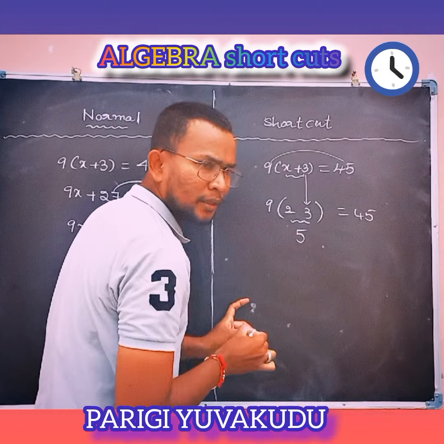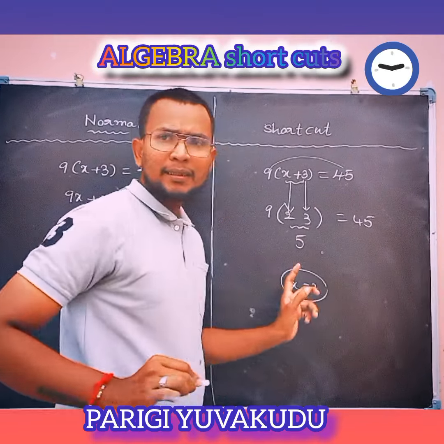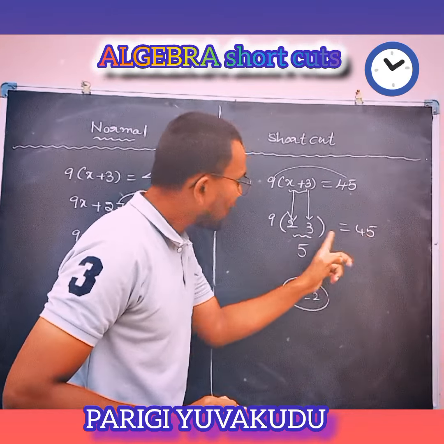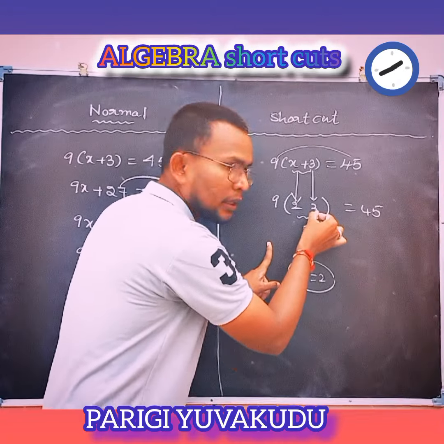See once again, 9 fives are 45. We know already one value is given, 3. Now 5 minus 3 is 2. This is our answer. This is the shortest way to find out problems like this.